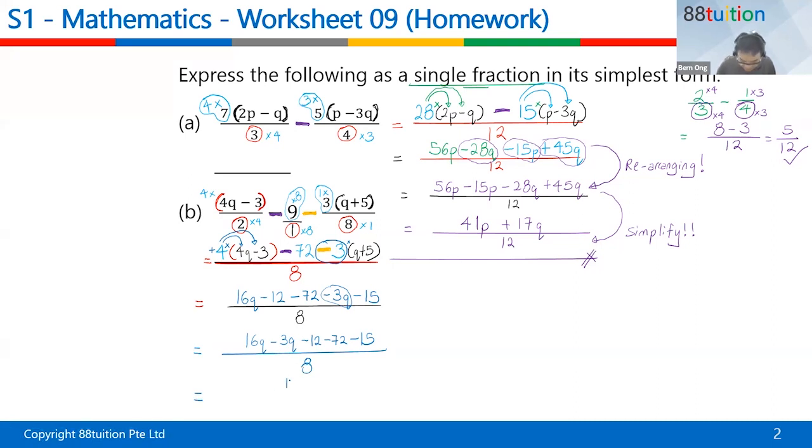16 minus 3 is a 13q. Next, you can press your calculator down here. Calculator, play cheat a bit. Minus 12, minus 72, minus 15. That should give you a minus 99 over 8. Ta-da! Answer.